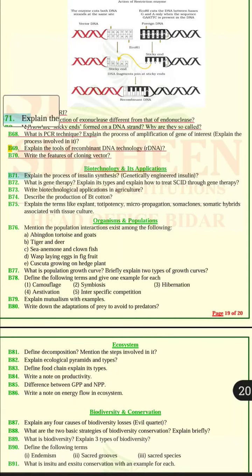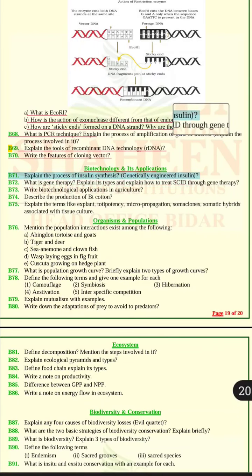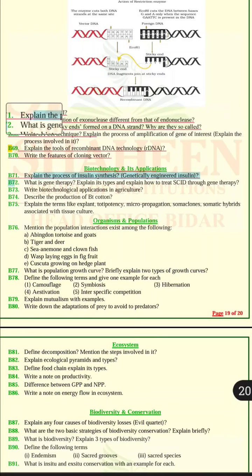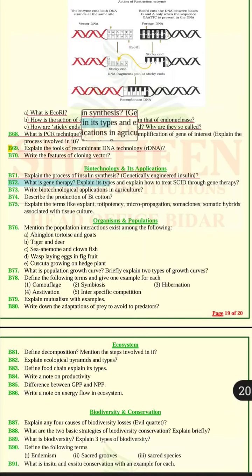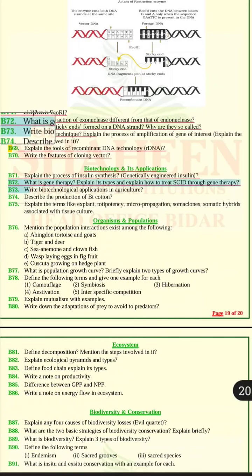Let us start with the first question. Explain the process of insulin synthesis, genetically engineered insulin. Question number 72, what is gene therapy? Explain its types and explain how to treat SCID through gene therapy. Question number 73, write biotechnological applications in agriculture. Question number 74, describe the production of BT cotton.